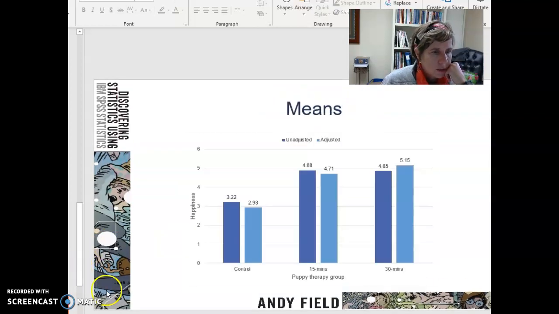When you look at the adjusted means, the unadjusted means are the dark blue. This is without the puppy love covariate. And then when you add the puppy love covariate, you can see that the means become adjusted because it accounts for the fact that you have another variable influencing the output of happiness.